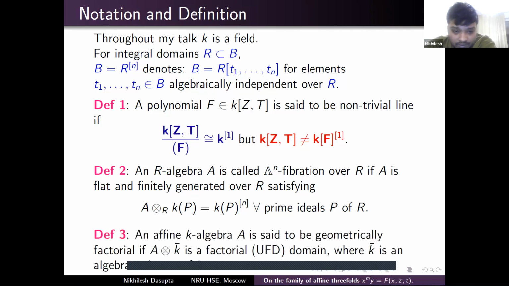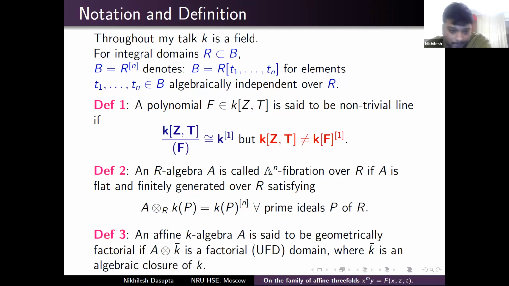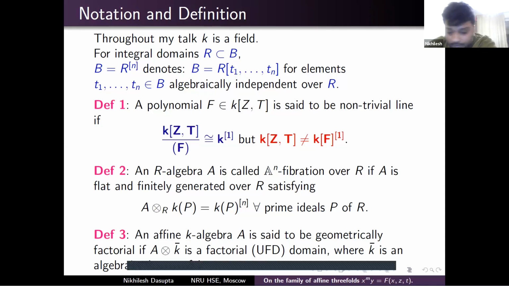And this is another technical definition, but most of you will know it: an affine algebra is called geometrically factorial if, when you tensor it with the algebraic closure K-bar, A tensor K-bar is factorial. Probably in my talk today, at least, I won't go into geometric factoriality, but these two definitions of non-trivial line and A^n-fibration will be needed.